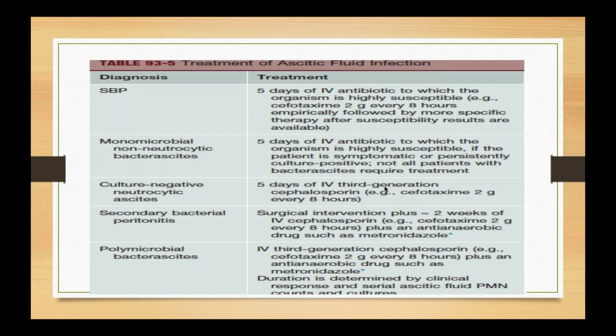So how do you treat ascitic fluid infection? They are the most important thing. Whenever a cirrhotic patient comes with ascites and fever, or even renal failure or hepatic encephalopathy, always do a tap and rule out infection. That is the most important thing. So they are easily treatable. Five days of IV antibiotic, usually a third generation cephalosporin, like cefotaxime 2 gram every 8 hourly, or you can give ceftriaxone.